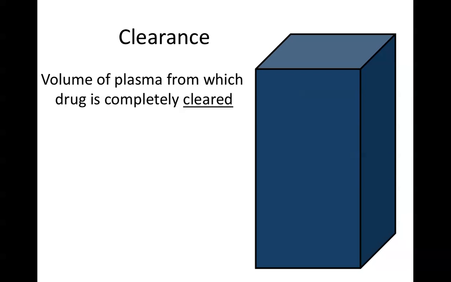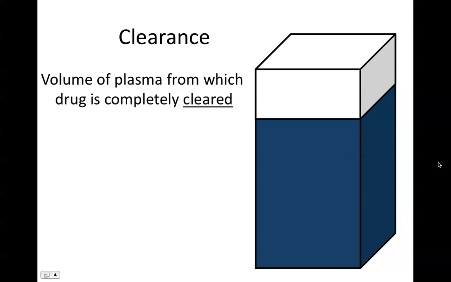So now we want to talk about clearance, which is related but different than rate of elimination. Clearance is the volume of plasma from which the drug is completely cleared. So hypothetically, if we have some volume of plasma that's represented by this cube right here, and you take some amount of that volume and you make it completely clear, that is, you've removed all of the drug from that plasma, that amount of blood that you've just cleared, and how much time it took to do that, that's the clearance, the volume of plasma divided by the time it took.